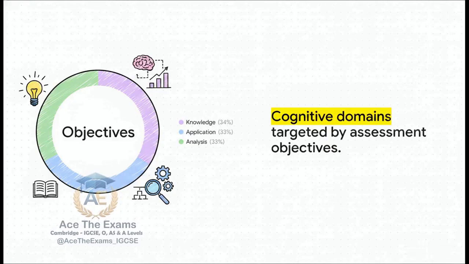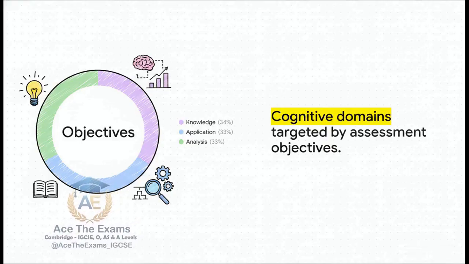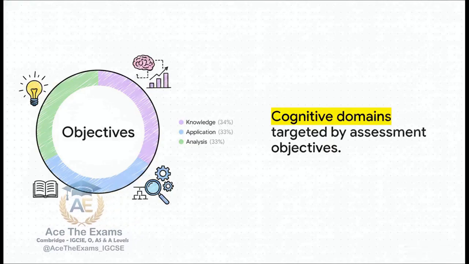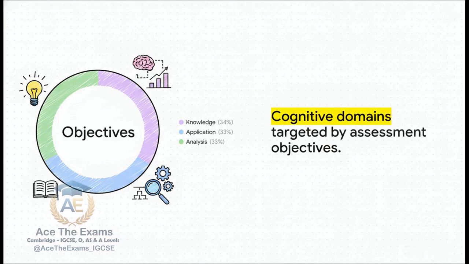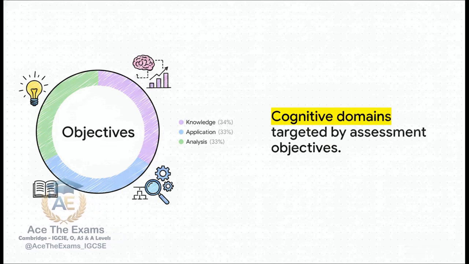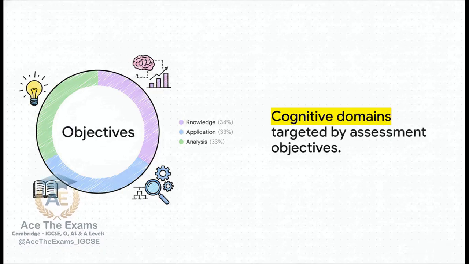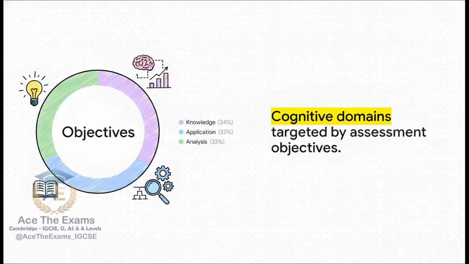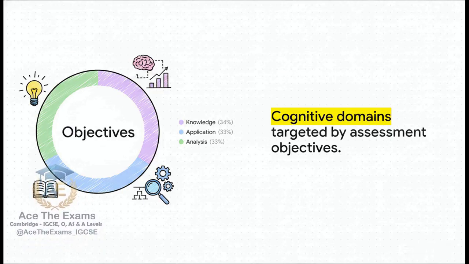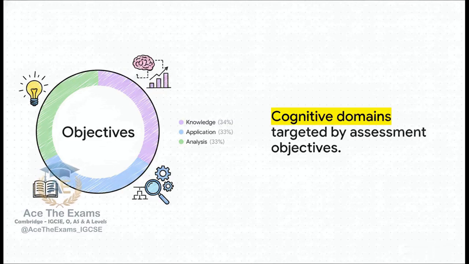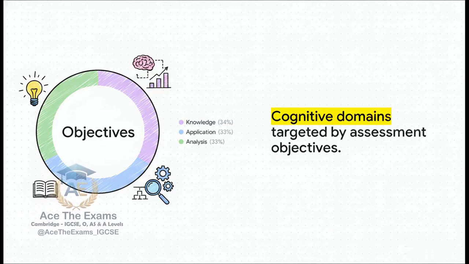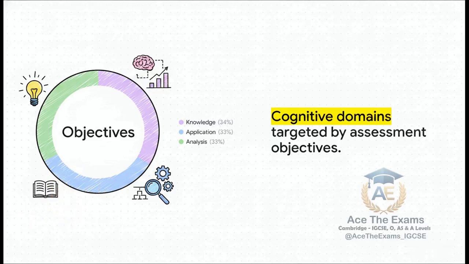Think of it like a 3-piece puzzle. There are 3 distinct cognitive domains that the assessment objectives target when it comes to binary magnitudes. First, knowledge and understanding. Second, application. And third, analysis. You see, you can't just define what a mebibyte is and call it a day. You have to be able to apply that concept to a real-world scenario and then analyze its efficiency within a specific computer system. It's all connected.